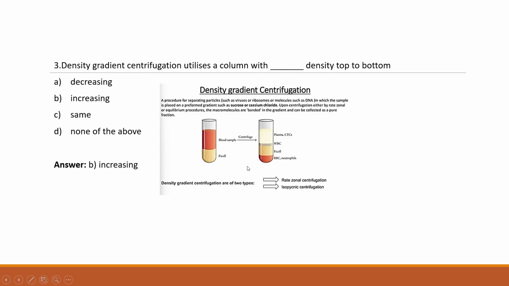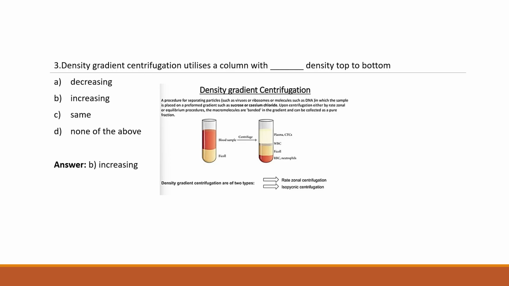Here you can see this separation is based on the difference in their density. Your plasma and your CTCs both have similar density, so they both come in the same layer. And then you have your WBC, then your RBC and neutrophils are also of the same gradient, so both of them are in the same layer or same band.